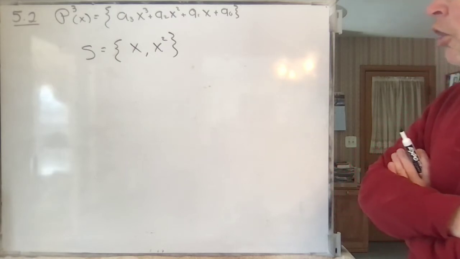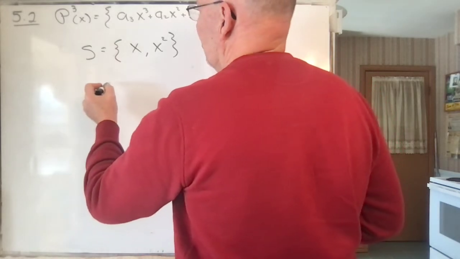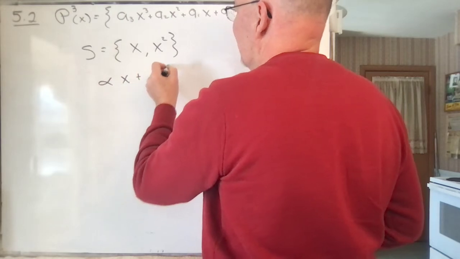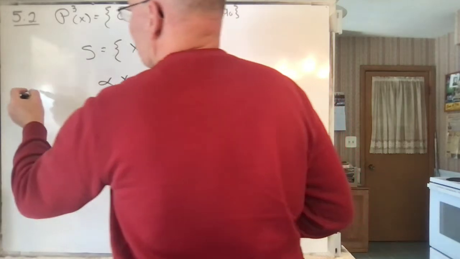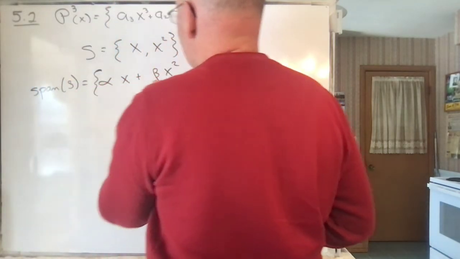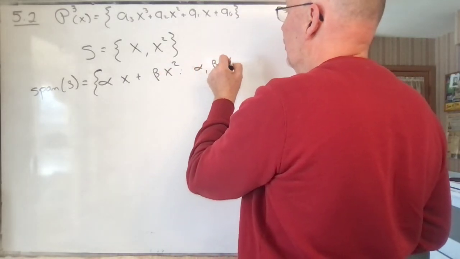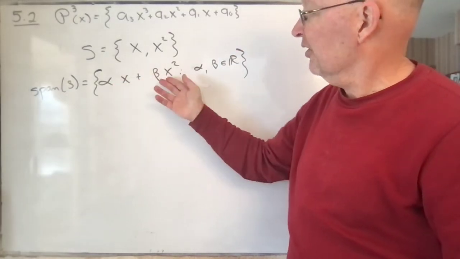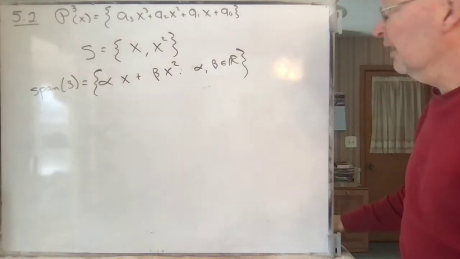If I take all linear combinations of this set, what am I going to get? If I take any alpha times x plus beta times x squared, that's going to be the span. This is my set, so this is the span of S. It's everything of that form where alpha and beta are just any real numbers. What would those things look like? 5x plus 9x squared. Whatever.